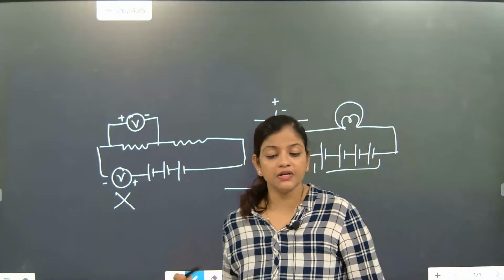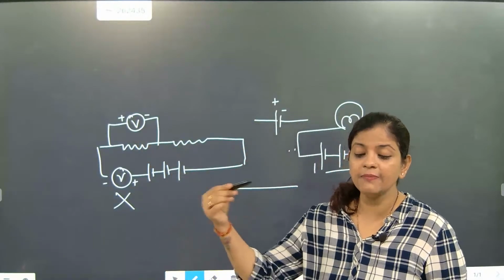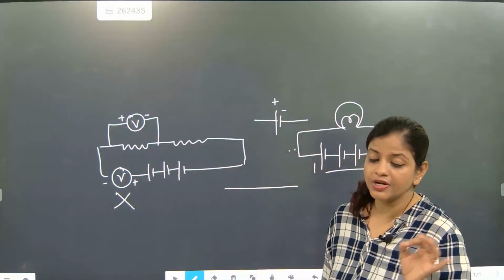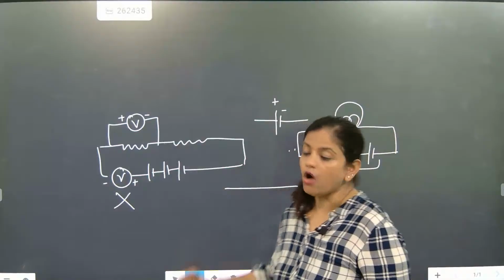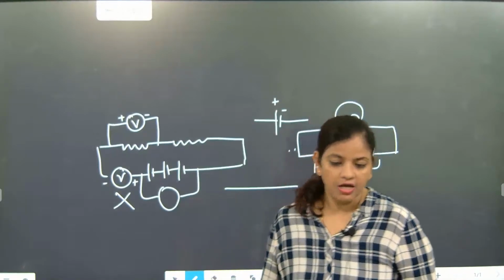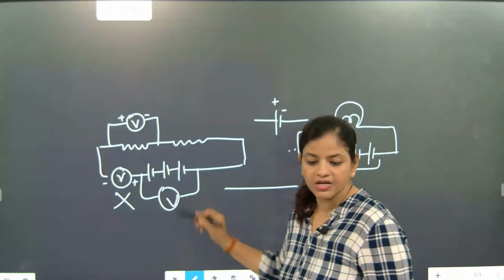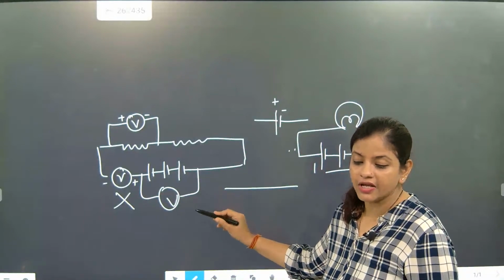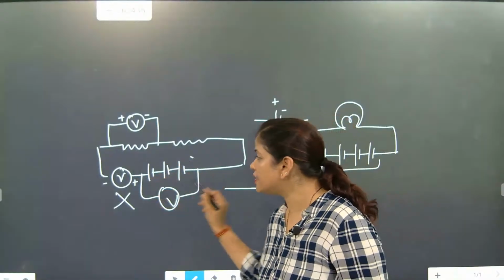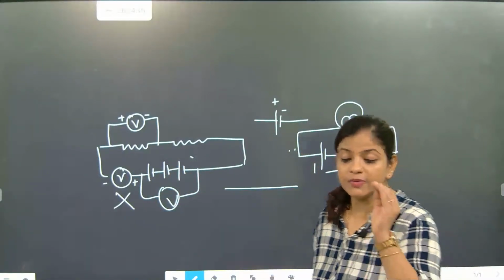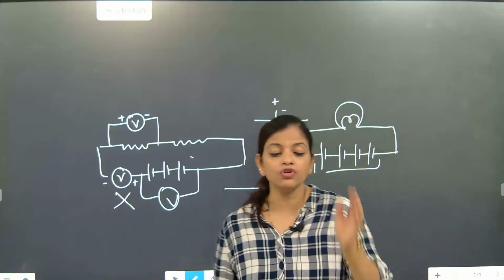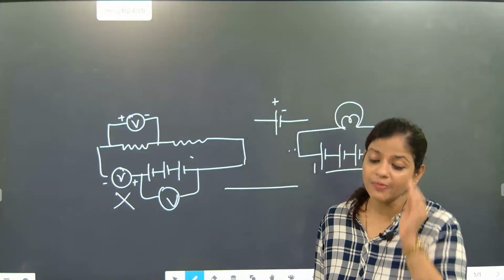So voltmeter is always connected in parallel. Understood? So either we can fix a voltmeter on a specific resistor, or we can fix the voltmeter on the entire battery. When we are fixing the voltmeter on the entire battery, we are going to get the total amount of potential difference of the battery.